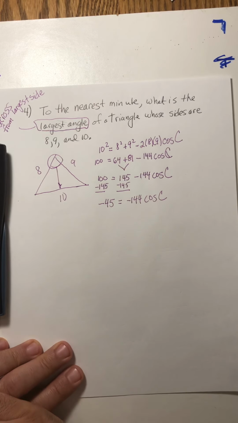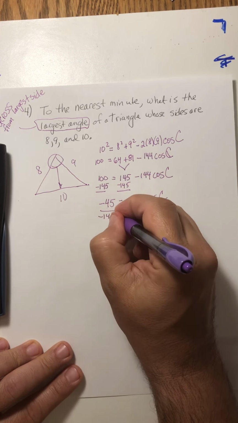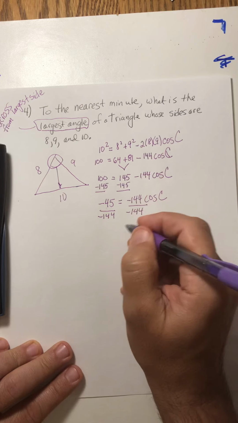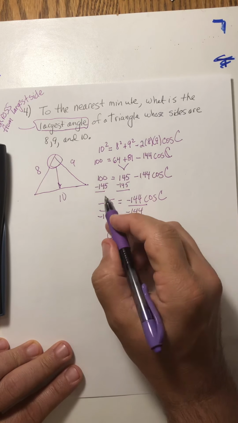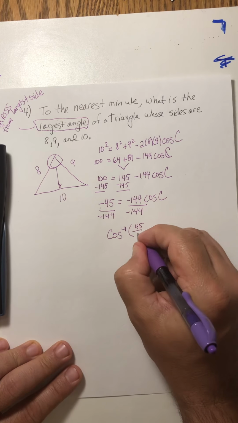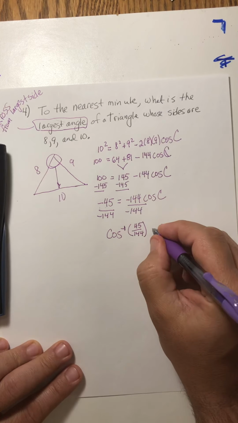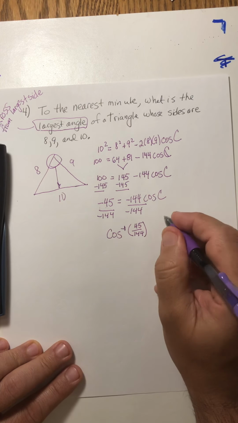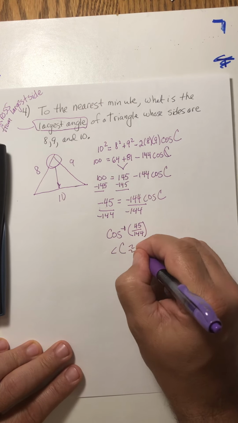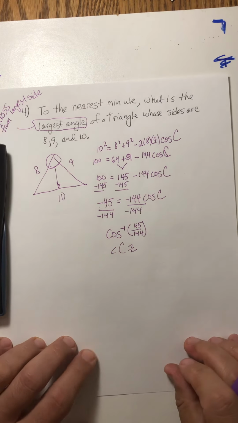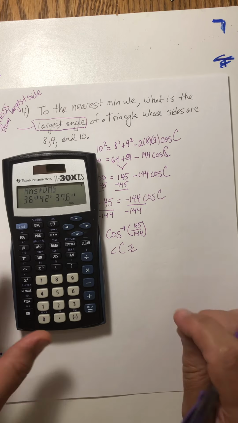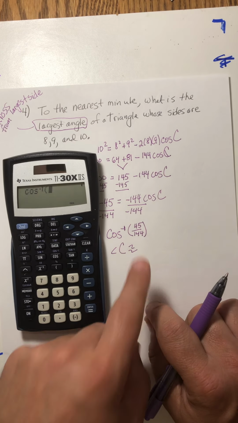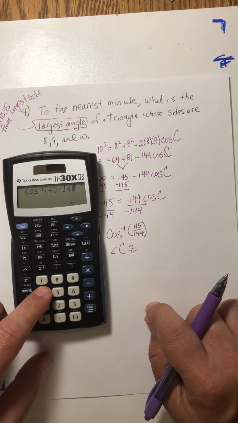Okay. Technically, you're done. Everything you can do in the calculator. If you want, you can show that division step. I'll divide both sides by the negative 144. And I'm going to go right to my calculator. I'm going to do the cosine with the negative 1, your inverse cosine. And I'm going to drop the negatives. 45 divided by 144. And we'll get this to an angle, so angle C. And then we'll go right to the degrees, minutes, and seconds, to the nearest minute. So, second cos, 45 divided by 144.